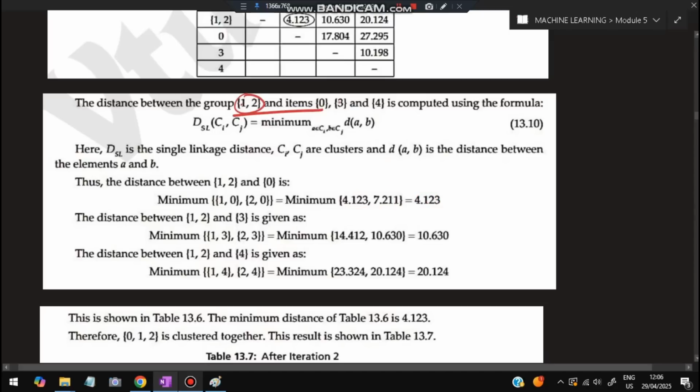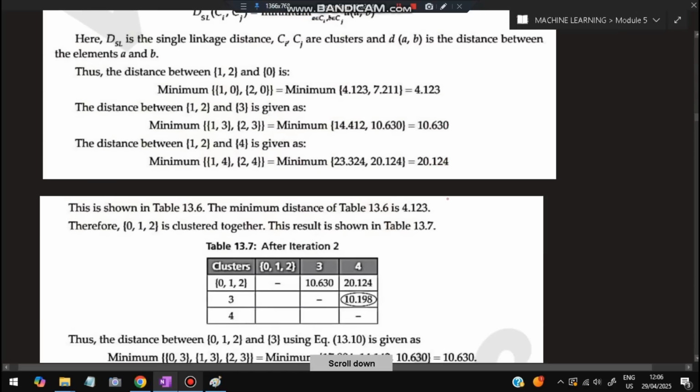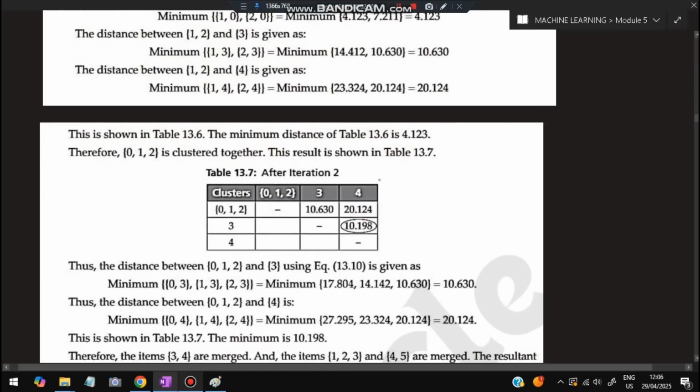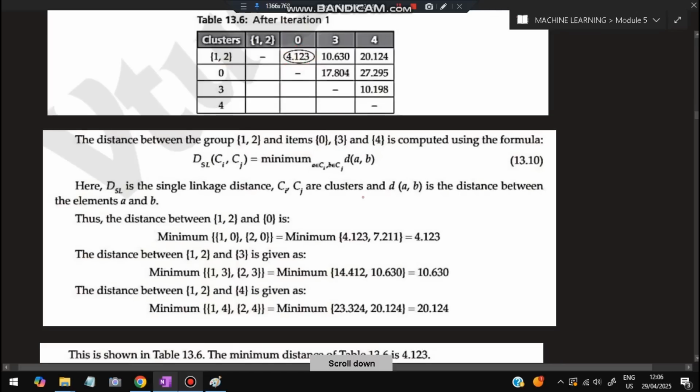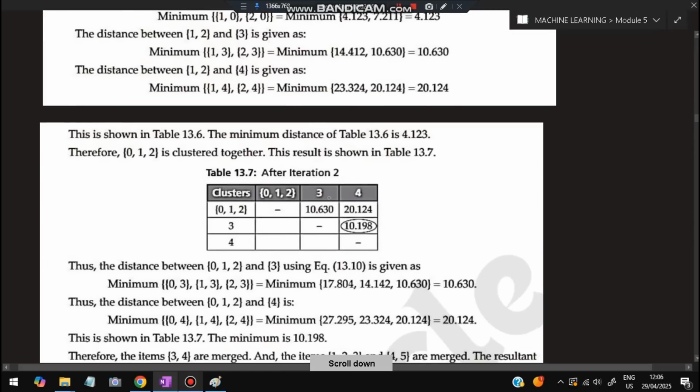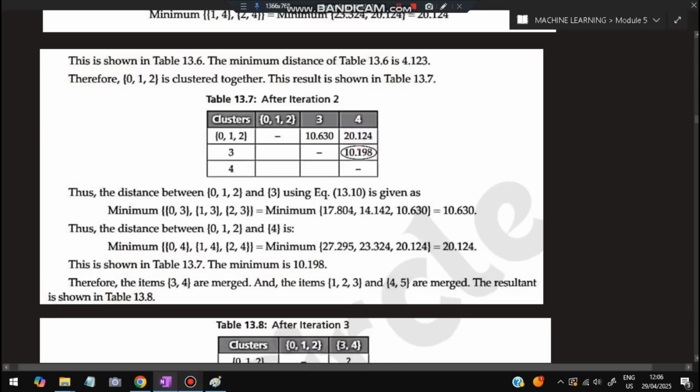Same thing we'll do with 1 2 and 3, 1 2 and 4. When you do that, we'll get two more distances. We'll note down all these distances and find out the least one. Least one we have got is this. This means 1 2 and 0 is closely related. So 1 2 and 0 will be taken as a single group, and again the distances will be calculated using the same formula, and again we'll be finding out the minimum one, and we'll be including 3 and 4 together.